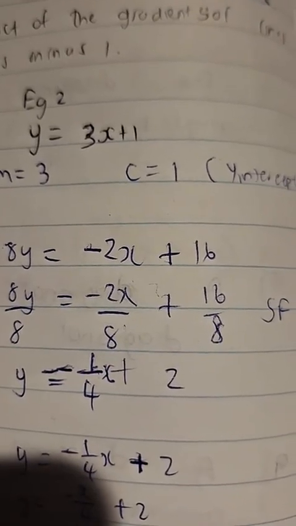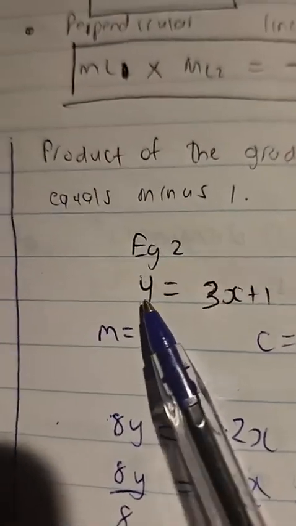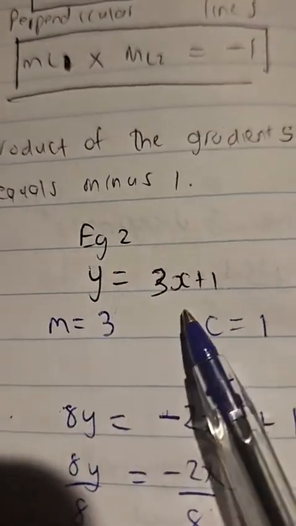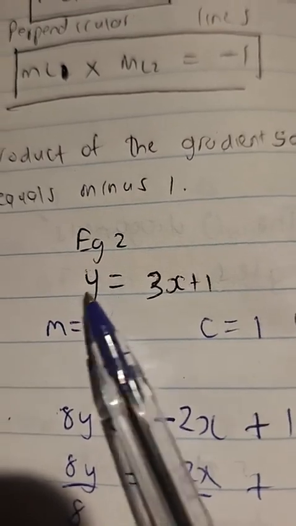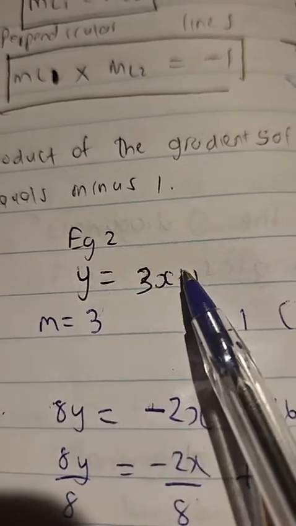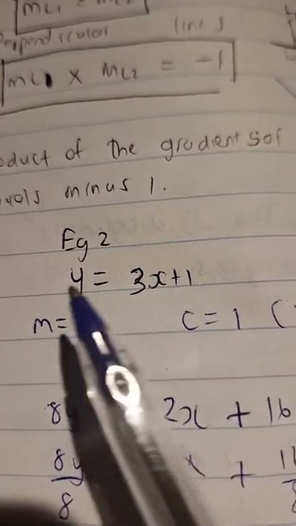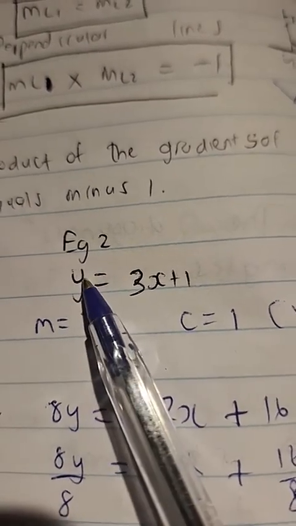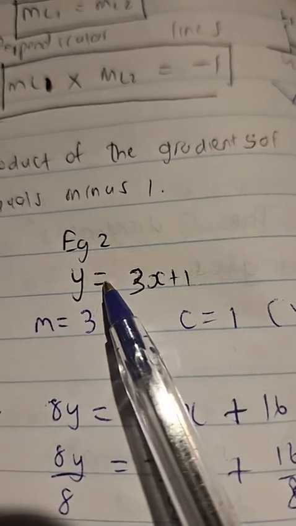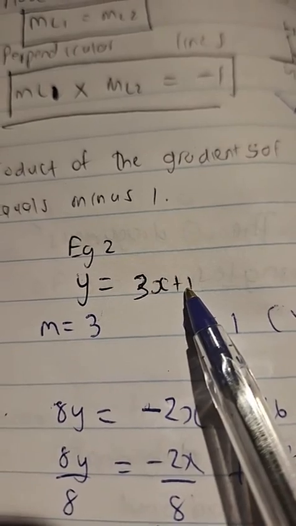Okay, let's see this. What did we want to do here? We wanted to look at this function, y is equal to 3x plus 1. What type of function is this? That's the first question we need to ask ourselves. We can see y is isolated. There's an equal sign. There's a 3, there's an x, there's a plus 1.